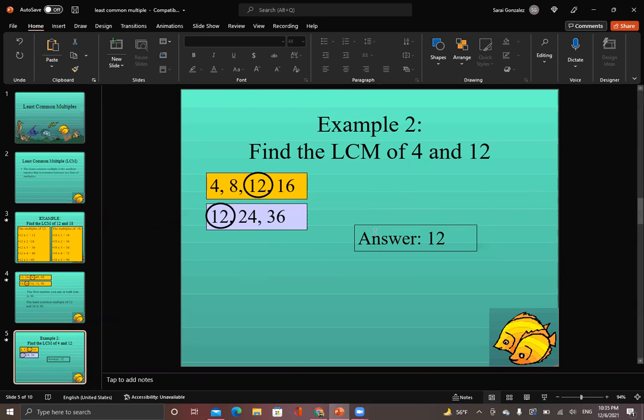This is another example for 4 and 12. The least common multiple for 4 and 12 is 12.